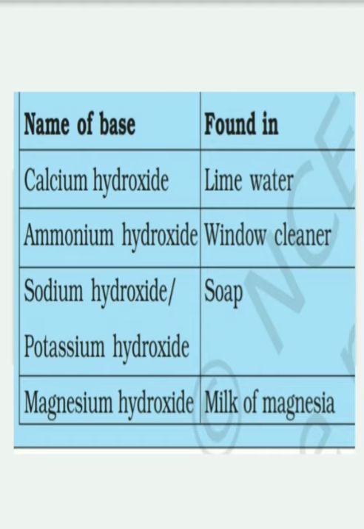Calcium hydroxide is found in lime water. Ammonium hydroxide is found in window cleaner. Sodium hydroxide or potassium hydroxide is present in soap. Magnesium hydroxide is present in milk of magnesia.